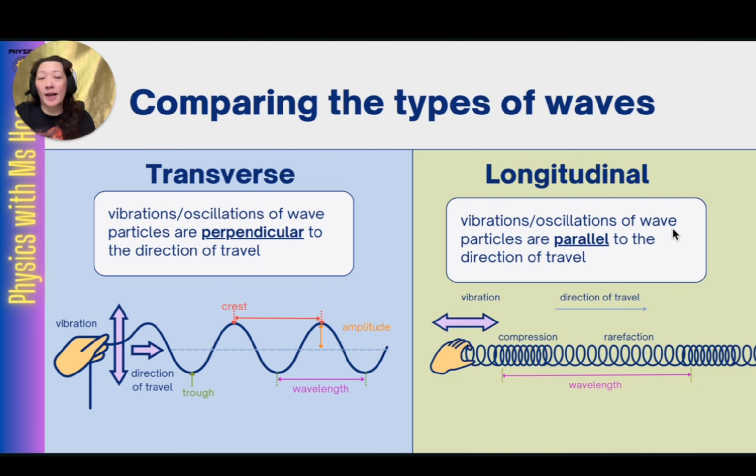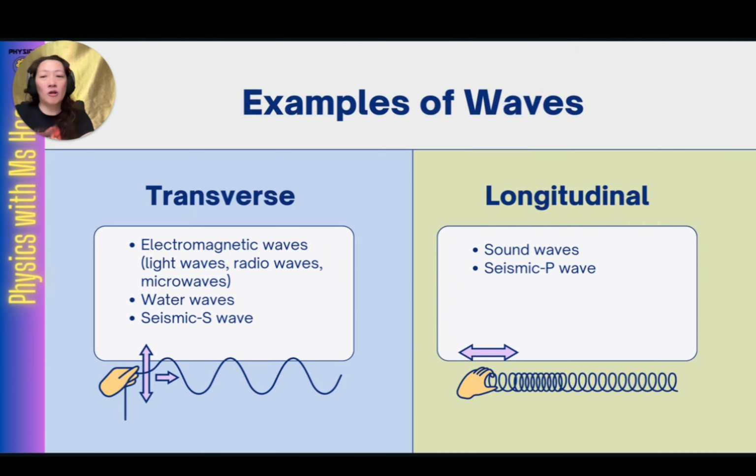Longitudinal waves, on the other hand, are waves where the vibrations or oscillations of the wave particles are parallel to the direction of travel. The key phases are compression and rarefaction, and this is how you can measure the wavelength in a longitudinal wave. Now, another thing you need to know is which waves are transverse and which are longitudinal.